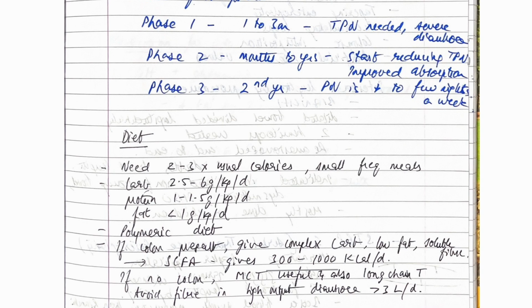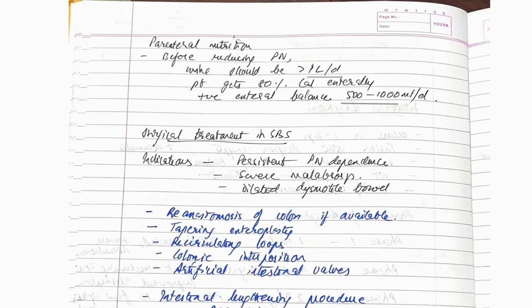Polymeric diets are preferred. And if the colon is present, we can give them complex carbohydrate, low fat, and soluble fiber rather than insoluble fiber. If the colon is present, this complex carbohydrate gets converted to short-chain fatty acids, which give an extra 300,000 calories per day. If there's no colon, we can give them medium-chain triglycerides and also long-chain triglycerides. We avoid fiber in a high-output diarrhea of more than 3 liters per day.